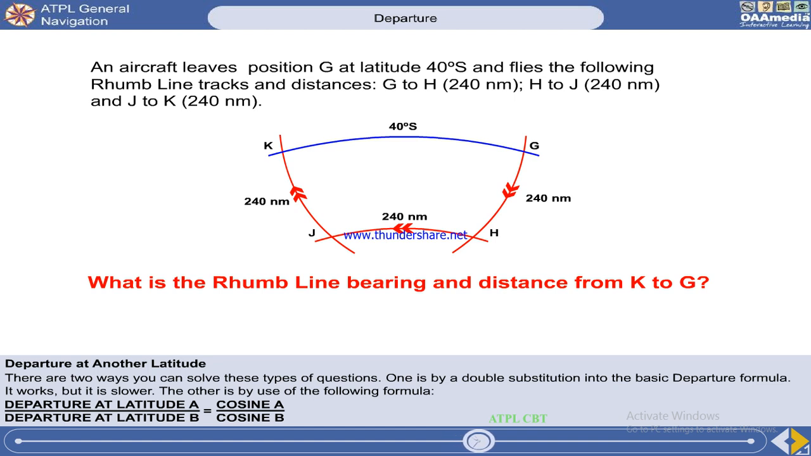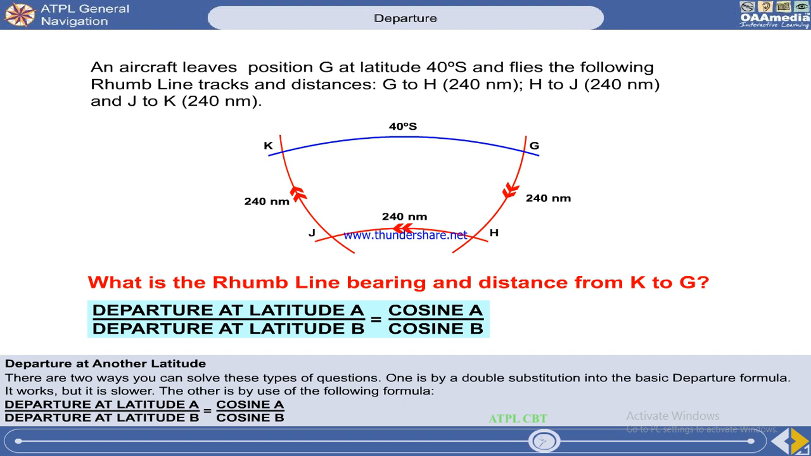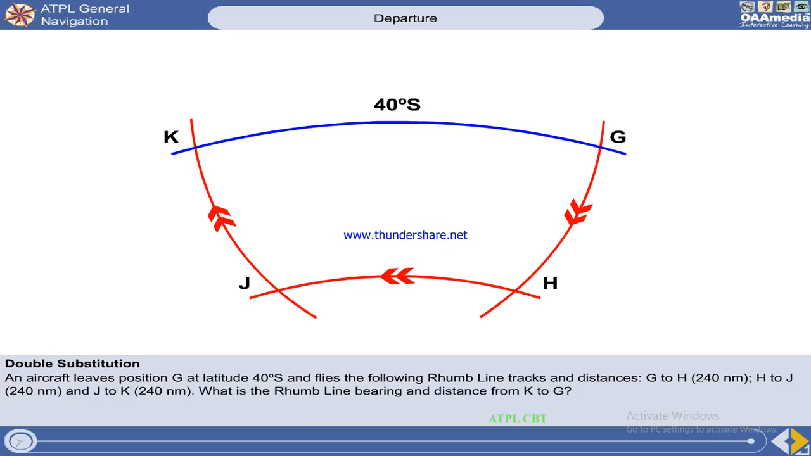There are two ways you can do this. One is the basic departure formula. It works, but it's slower. The other is by use of the following formula. Departure at latitude A equals departure at latitude B times cosine A over cosine B. By using a double substitution into the basic departure formula, and then secondly, by using the new method. Let's look at the double substitution method first.